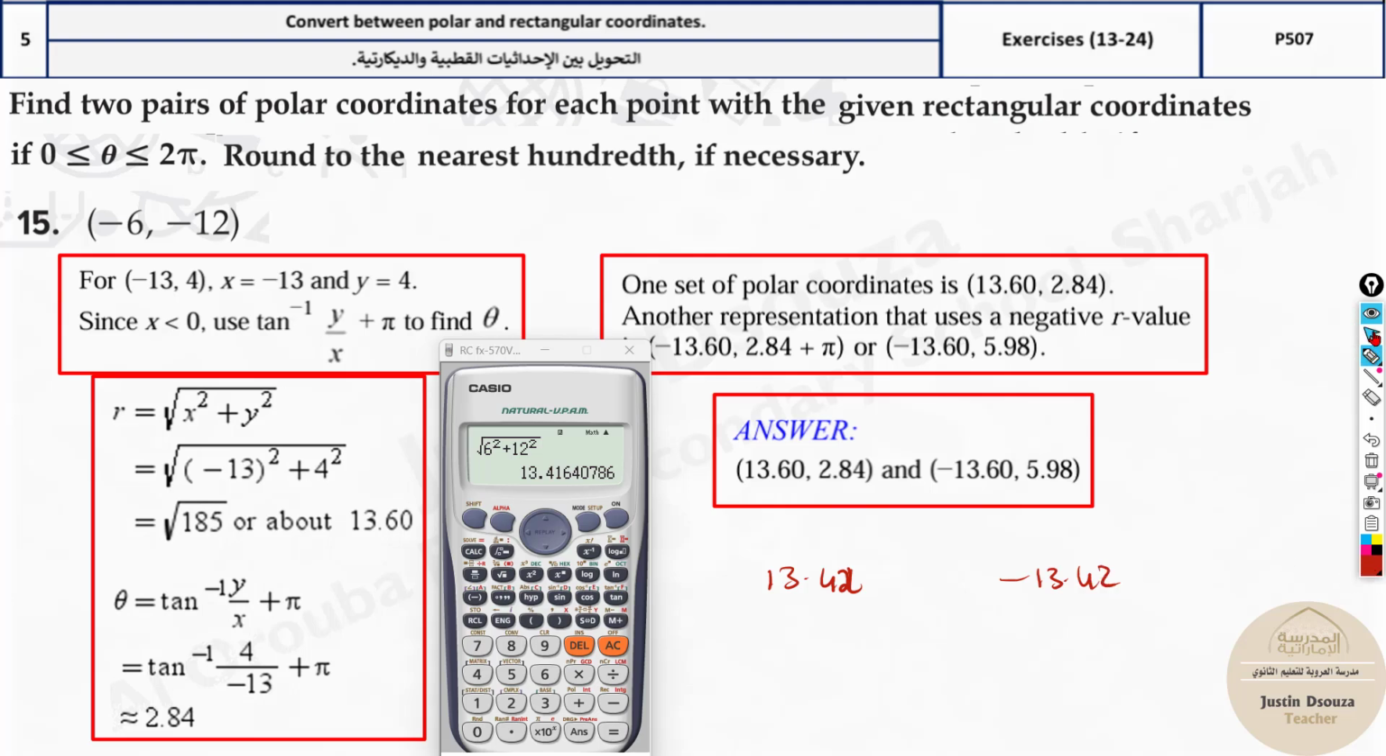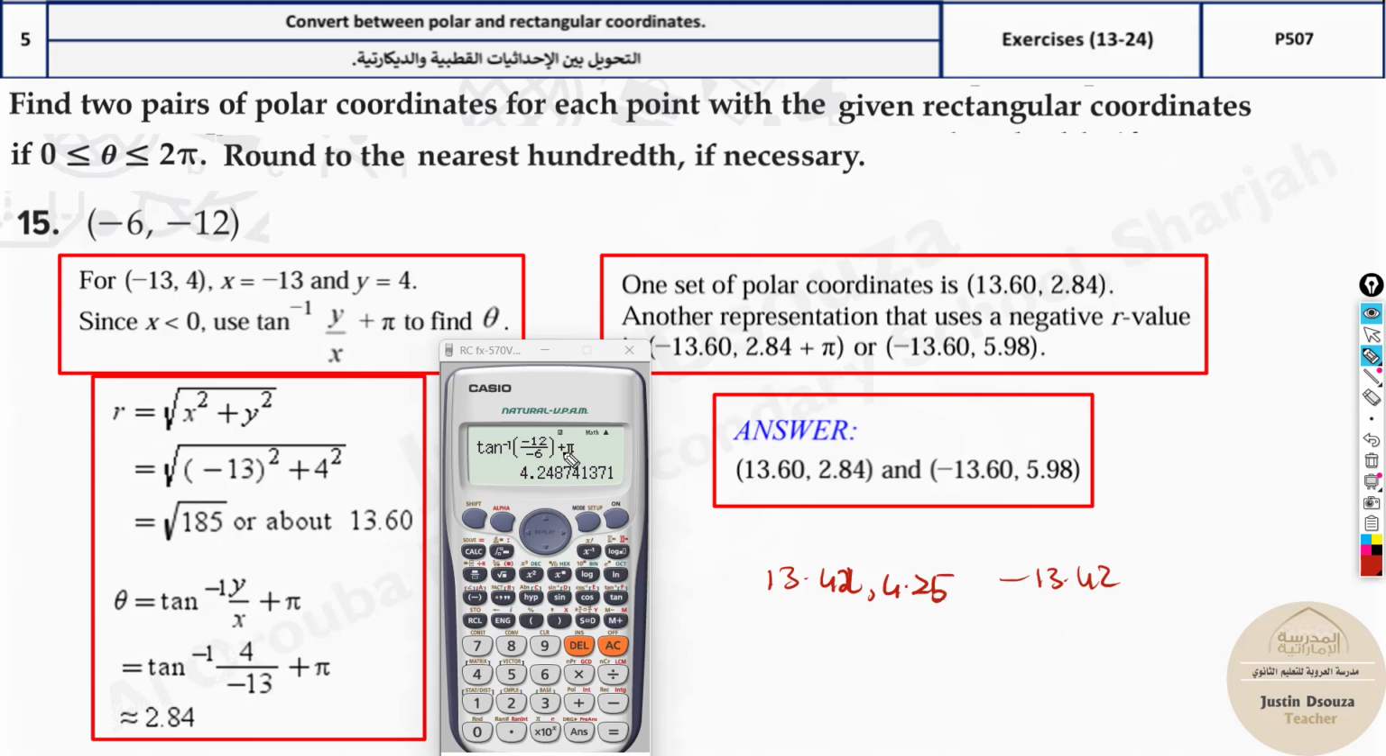Now, what about tan inverse? We have to do shift tan inverse. It's in radian mode, so y is minus 12 divided by minus 6. But don't forget, since x value is less than 0, that means it's negative, add pi to it. And this is the answer. So I'll write it out over here, comma, 4.25.